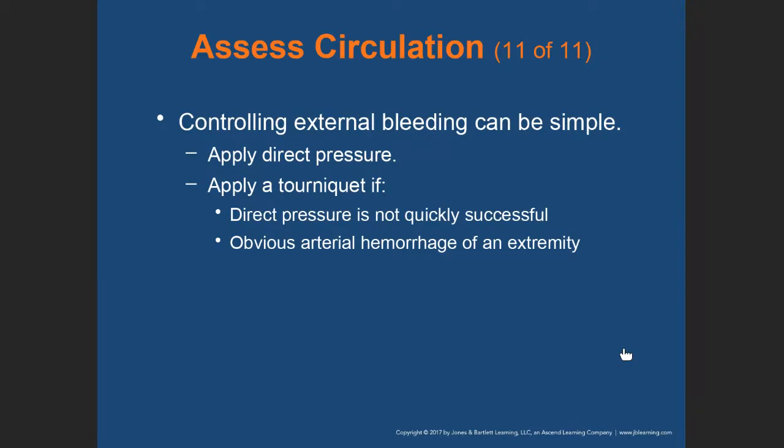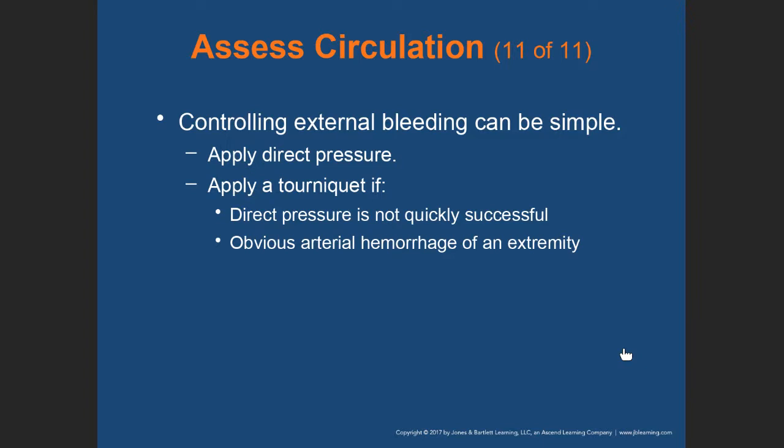For the rate, that's the rate. For the rhythm, you are looking at the consistency of the pulse. Is it regular or irregular? For strength, is it strong or weak? A very strong pulse may be an indication of a blood pressure that's elevated. An excessively strong pulse may indicate elevated blood pressure, and a very weak pulse may be an indication of a blood pressure that is low.